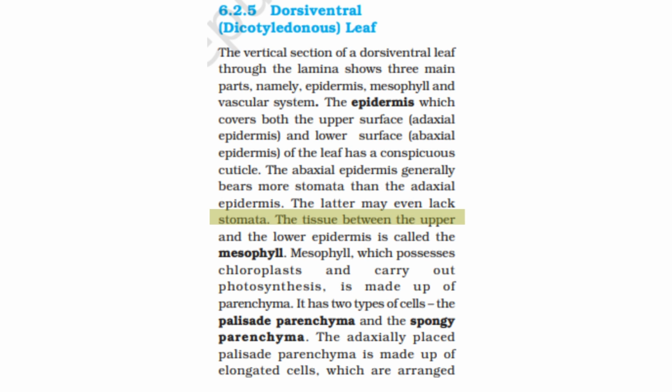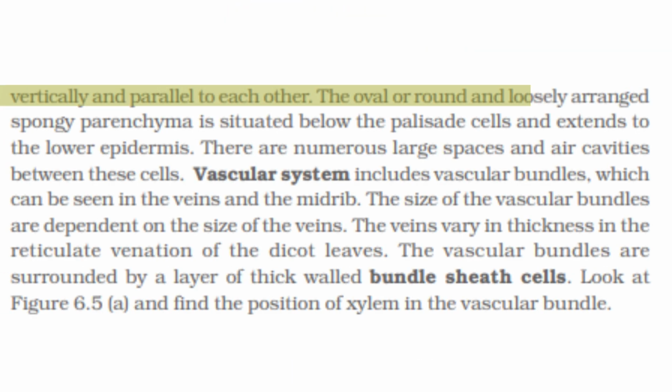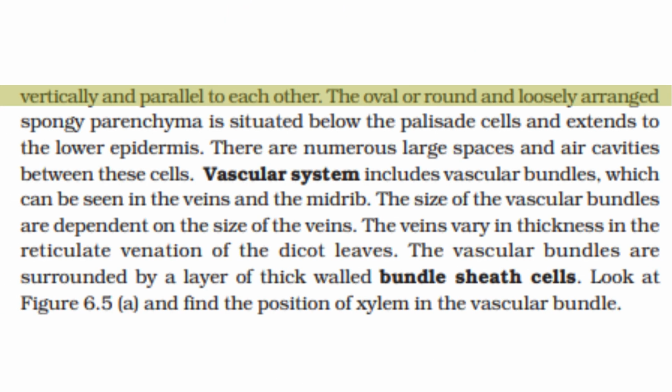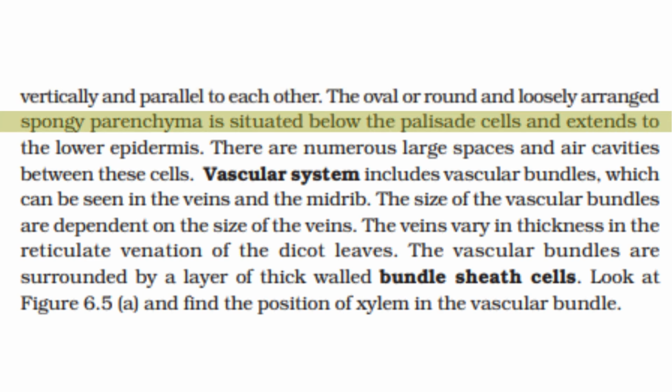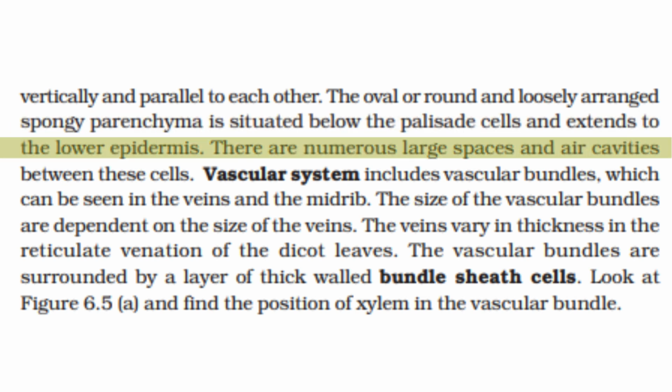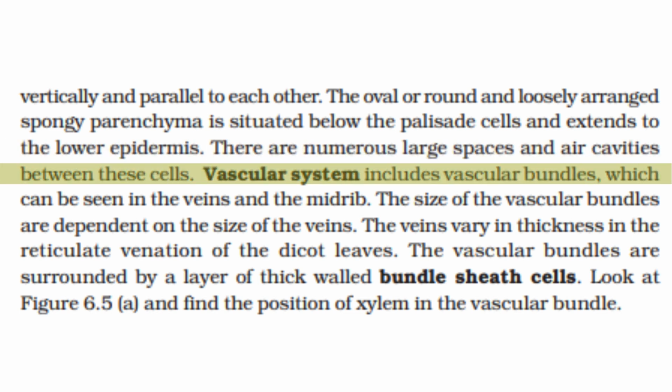The tissue between the upper and the lower epidermis is called mesophyll. Mesophyll, which possesses chloroplasts and carries out photosynthesis, is made up of parenchyma. It has two types of cells, the palisade parenchyma and the spongy parenchyma. The adaxially placed palisade parenchyma is made up of elongated cells which are arranged vertically and parallel to each other. The oval or round and loosely arranged spongy parenchyma is situated below the palisade cells and extends to the lower epidermis. There are numerous large spaces and air cavities between these cells.